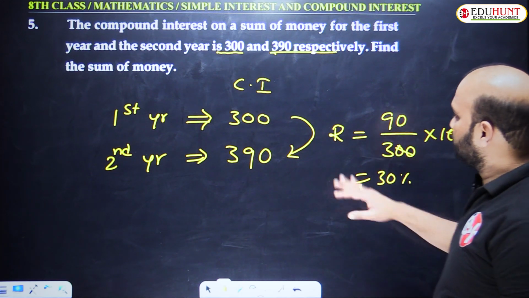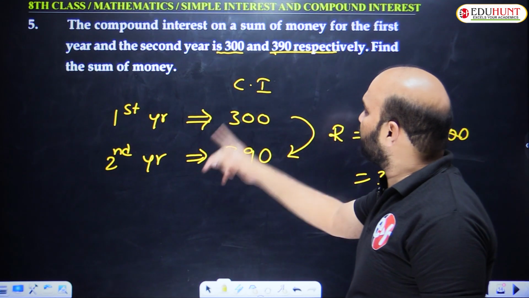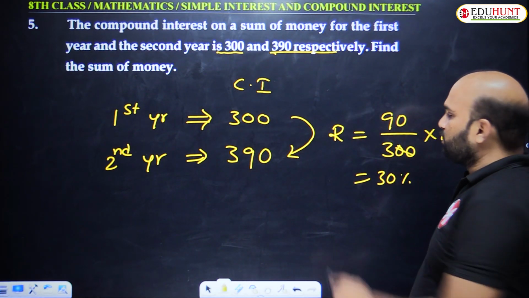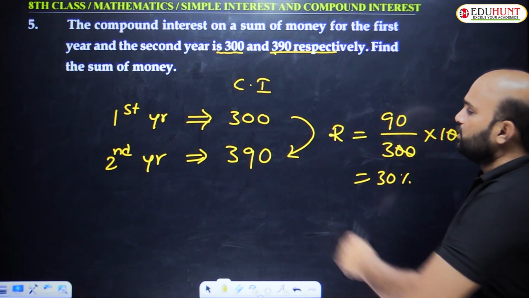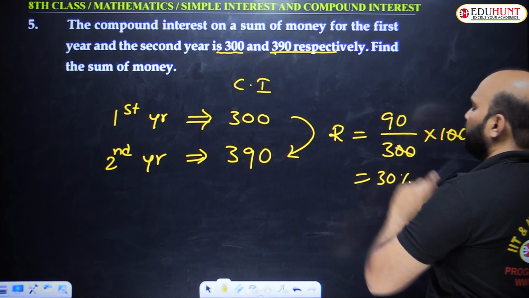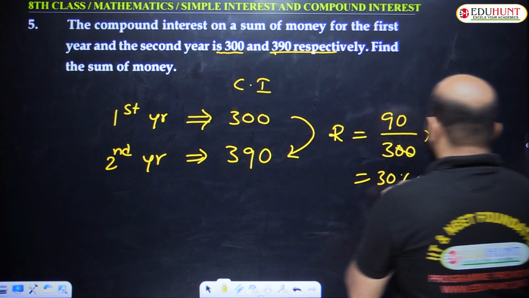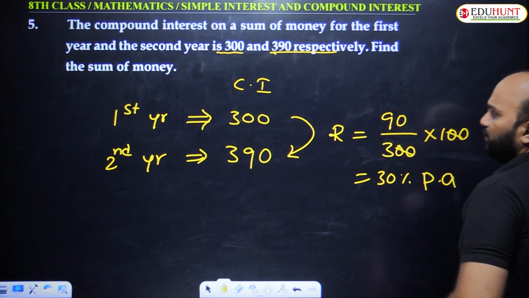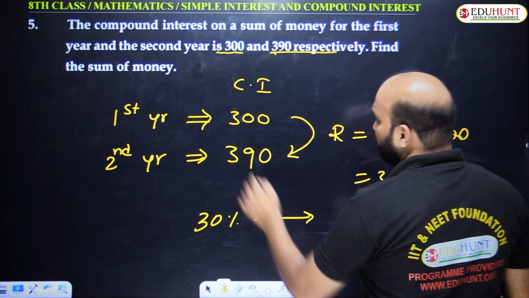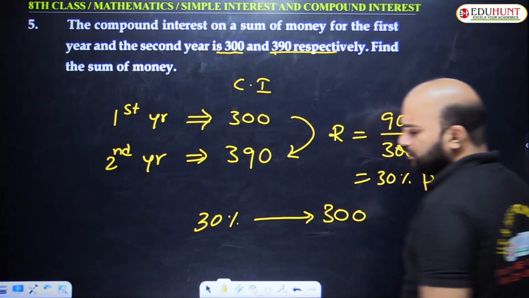So first year compound interest 300, second year compound interest 390. So how much increases? 90 increases. So it can be converted into rate of interest. So 90 by 300. Denominator always taken initial value, least value into 100. That is the rate of interest. So rate of interest per annum, 30% per annum. So 30% value 300 first year interest. Per annum means first year interest equal to 30% value.